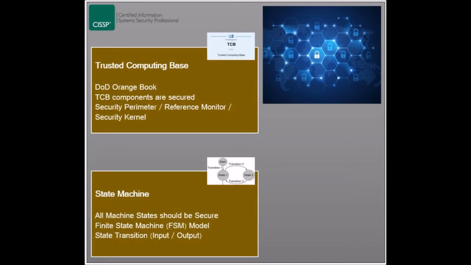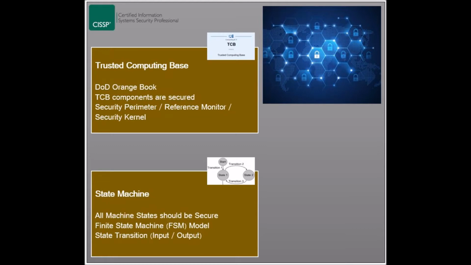Another security model is the state machine model, which states that a system is always secure regardless of its state. This model is based on the finite state machine model, which states that an information system will be in one of a limited number of states at any point in time. An information system state is like a snapshot of the system at a certain moment in time, which would transition to another state if the system receives an input or generates an output.